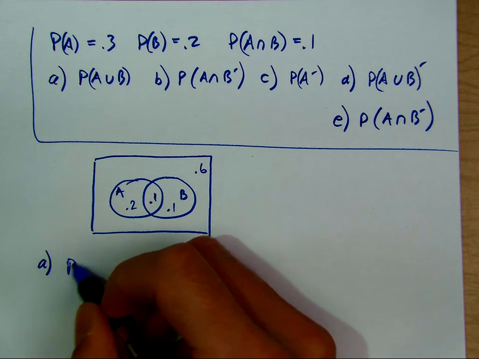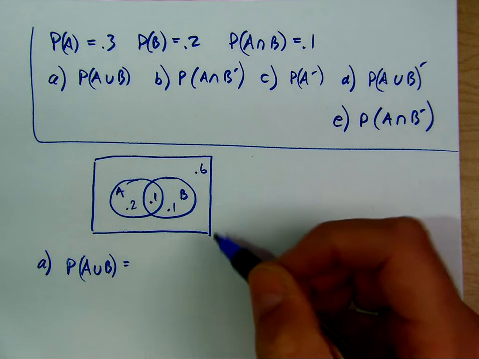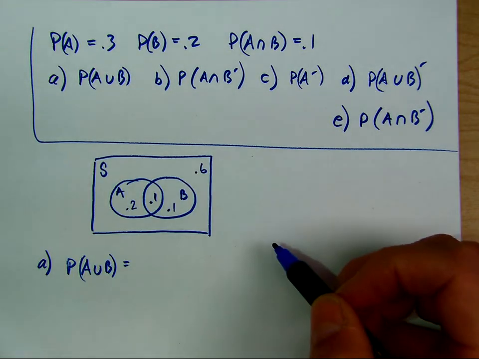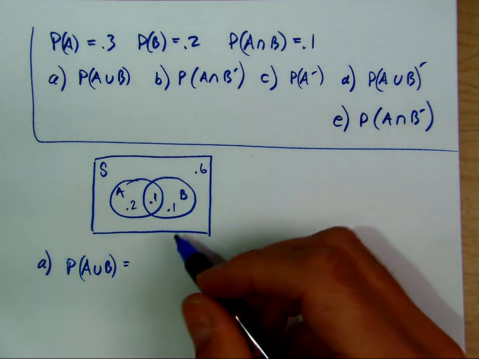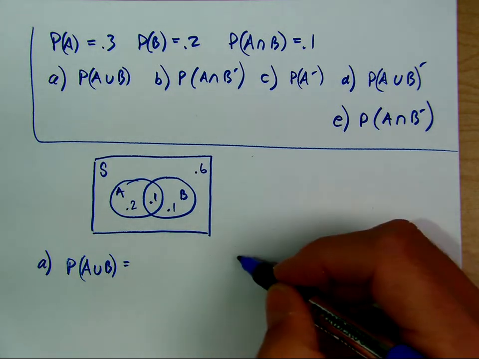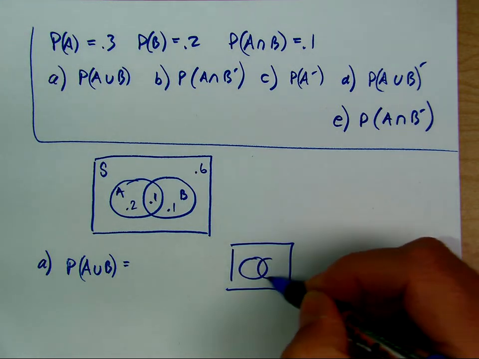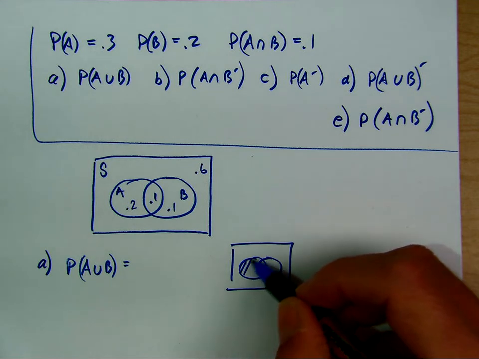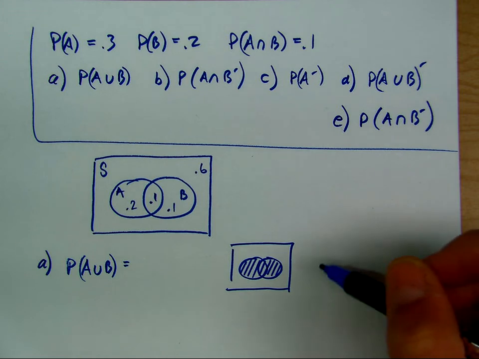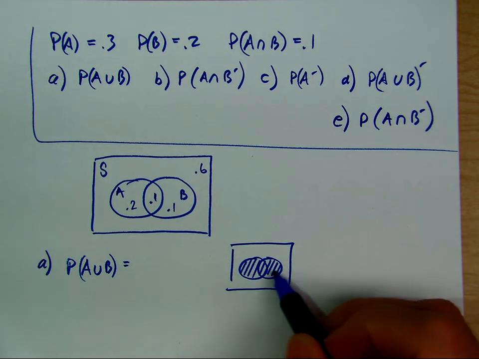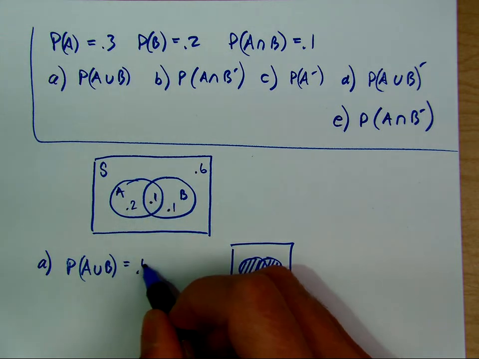So the probability of A union B, with S for sample space. If we just look at the Venn diagram, it'll be helpful to visualize it like this. A union B means everything in A and everything in B. So that means just add up that region, that area. 0.2 plus 0.1 plus 0.1 is 0.4.